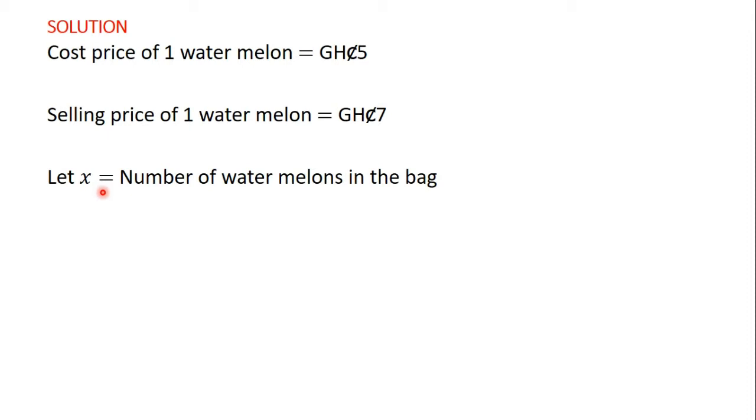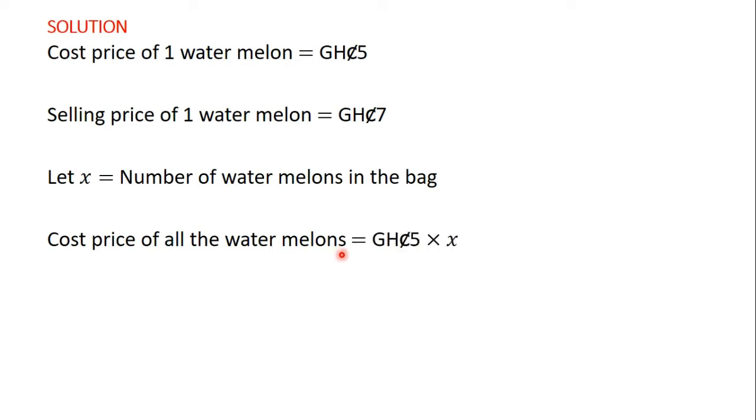There are x watermelons in the bag, or the number of watermelons in the bag is equal to x. It means that the cost price of all the watermelons in the bag is going to be equal to the cost price of one watermelon, which is 5 Ghana cedis, times the number of watermelons in the bag, which is x. So the cost price of all the watermelons in the bag is equal to 5 Ghana cedis times x, and this will give us 5x Ghana cedis.